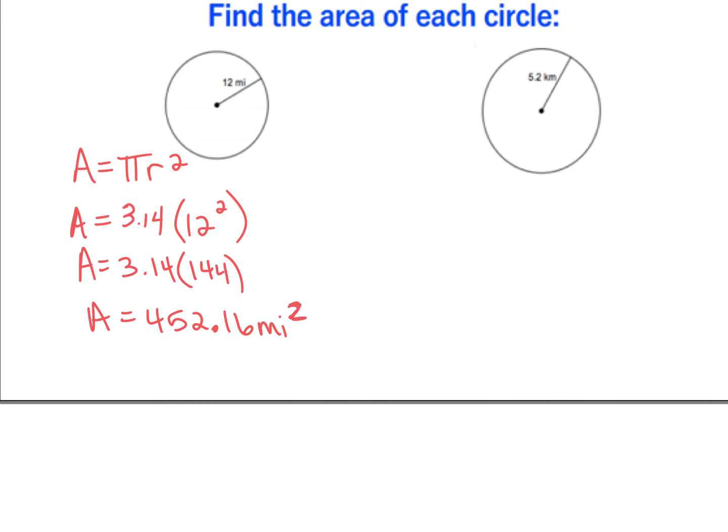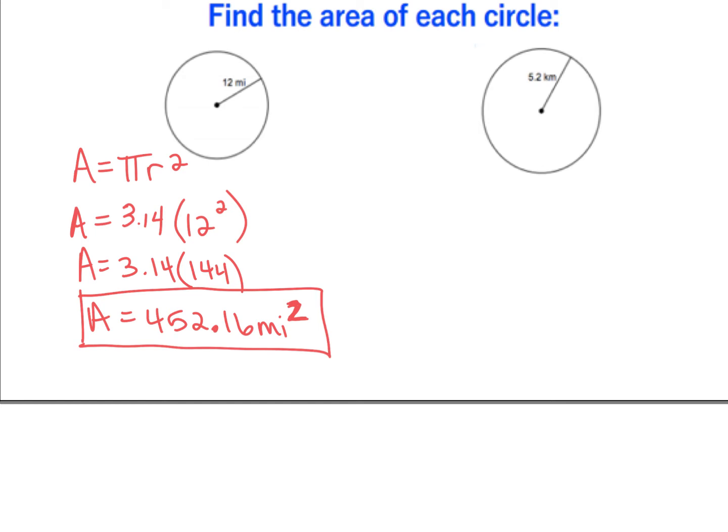Now this part is important, guys. When we're squaring something, it means it's two-dimensional. And so our answer has to also show that it's two-dimensional. So we keep the square with the unit, okay? We're squaring the number, but now it is miles squared. All right, so that's important. That's a difference with area, that we add that little 2 onto the unit.